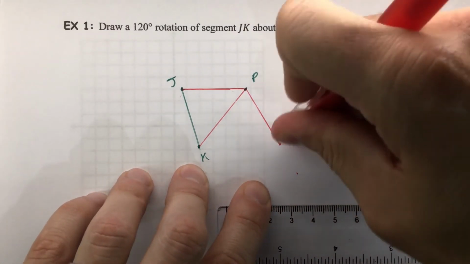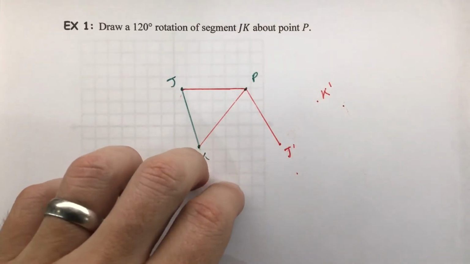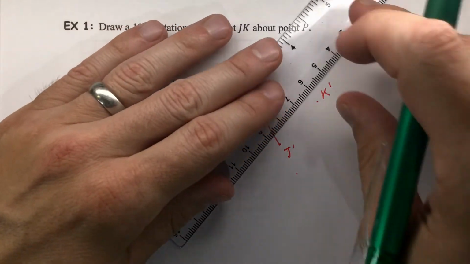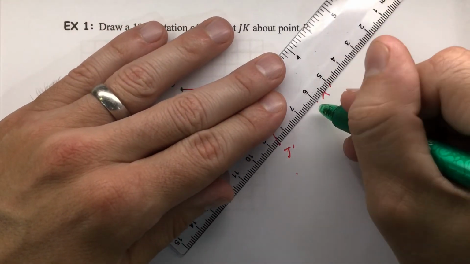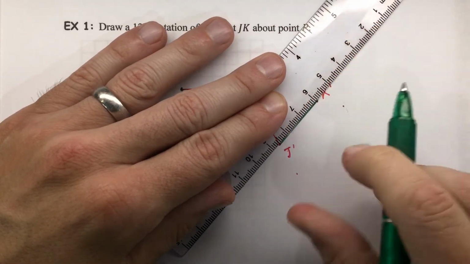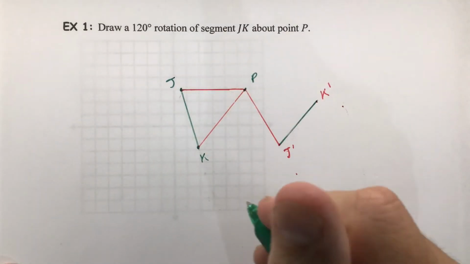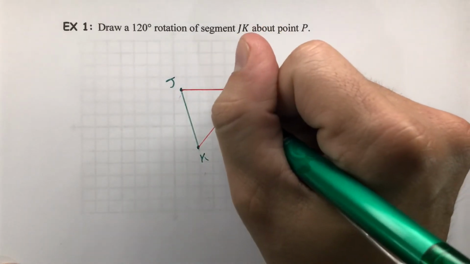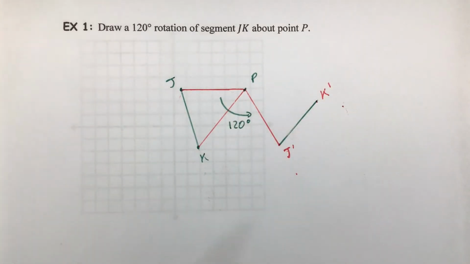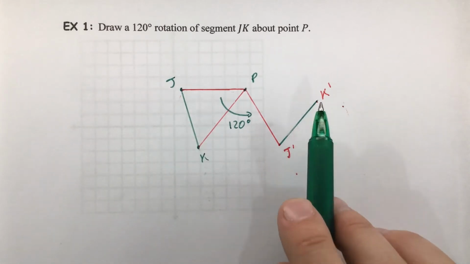So my J prime's in the way. Let me move that down a little bit. J prime, and then let's go back to the green color so not everything here is looking red. And I will connect these two. All right, and that is the rotation of 120 degrees. If you want to animate it a little bit, here we go, 120 degrees. So we can see that it's rotating out. There's the figure turning out 120 degrees.